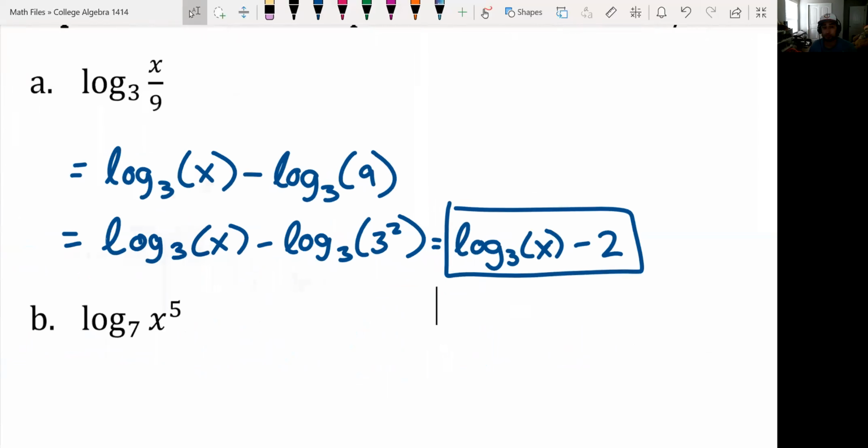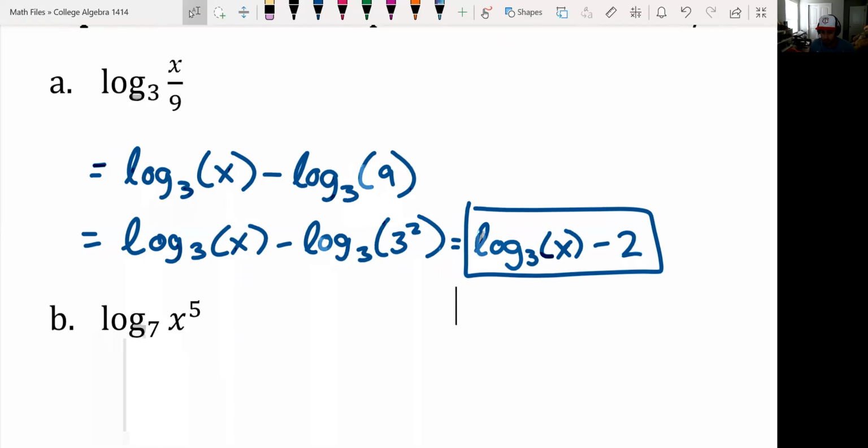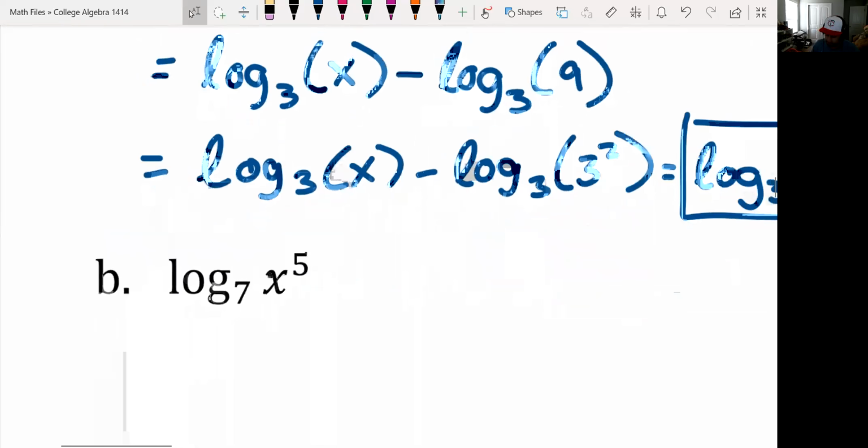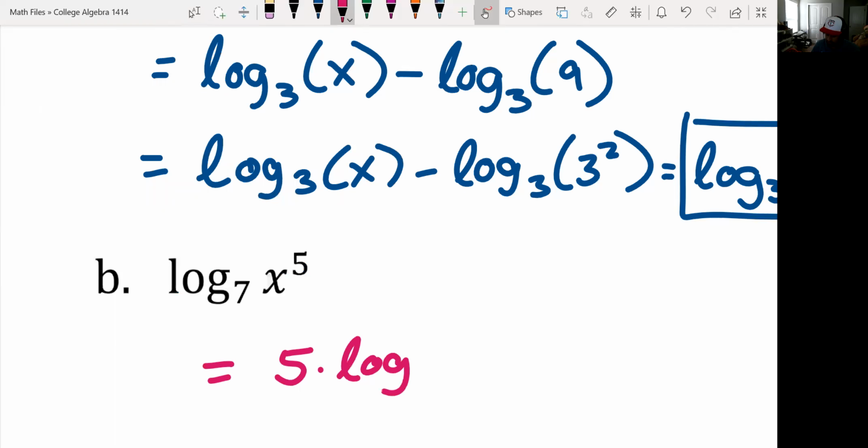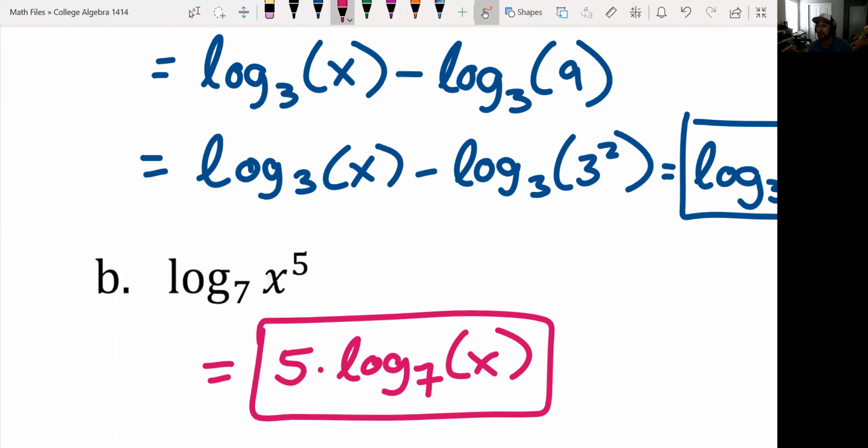There we go. Okay. Now, for B, log base 7 of x to the 5th. This one's easy. There's only one term inside the log, so we don't have to expand it. All we have to use is power rule. So we take this 5 and bring it to the front. So this means that our answer for this one is just 5 times log base 7 of x. And there's nothing else we can do there. Thank goodness, right?